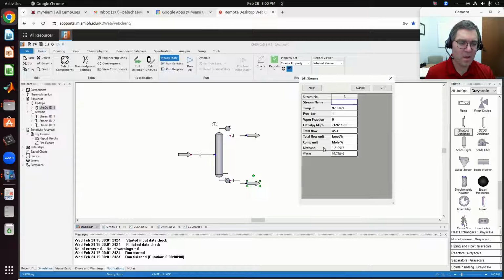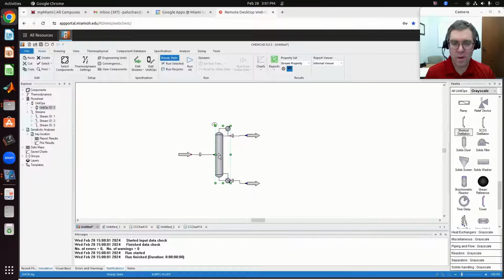So 0.01 coming out the bottom. Let me put it in terms of mole fractions. It's essentially 0.99 is my mole fraction of water, so 99%. And so it's pretty close, 98.8%.